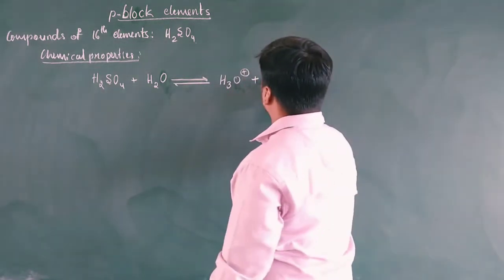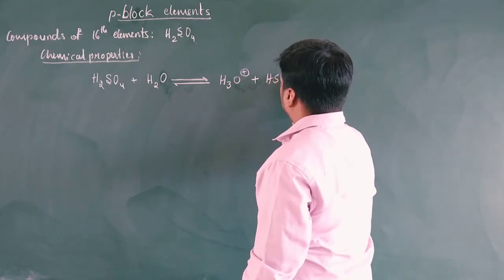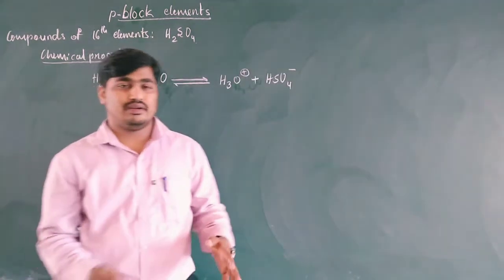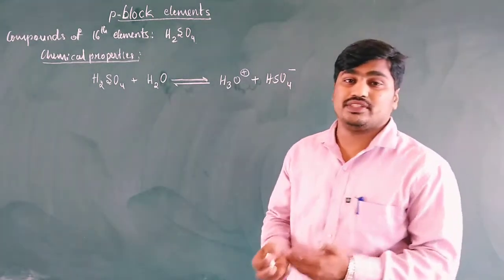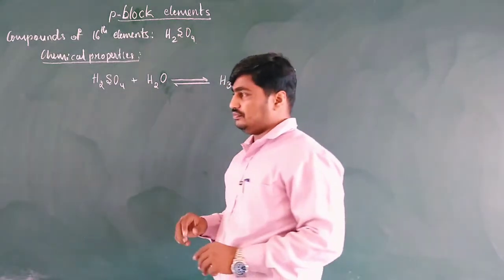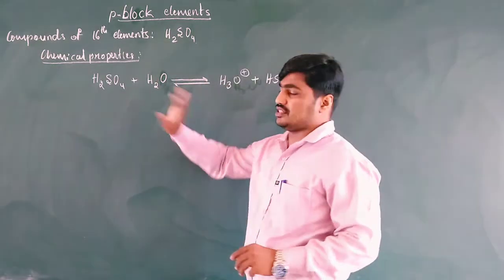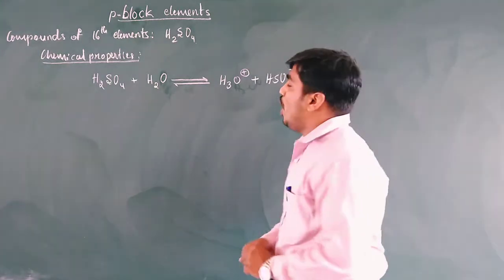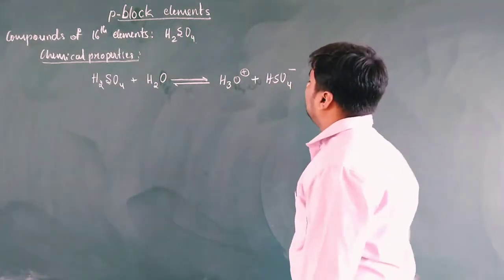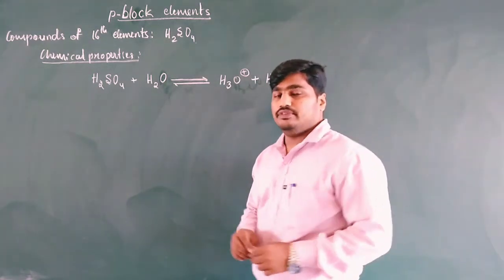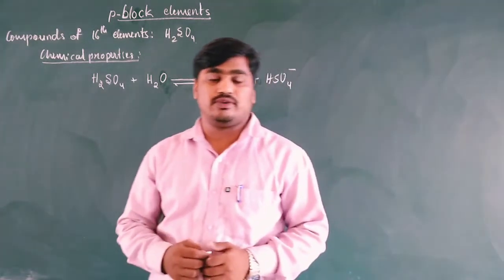and plus HSO4 minus, which loses one hydrogen. So this is the representation of the reaction. When sulfuric acid is dissolved in water, it is less reversible. You can show only the forward direction, it's not wrong. The hydronium ion and HSO4 minus are formed. Here, for this reaction, the acid dissociation constant.